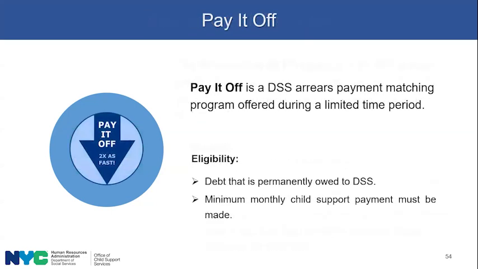Pay It Off is a DSS arrears payment matching program that we offer each year during a limited time period. The time period for 2024 was March 1 to 15, so it's already passed, but it will be coming up in 2025, and I think it's going to be March again. Eligibility: debt that's permanently owed to DSS, and if there's a minimum monthly child support, that must also be made during the month. Next slide.